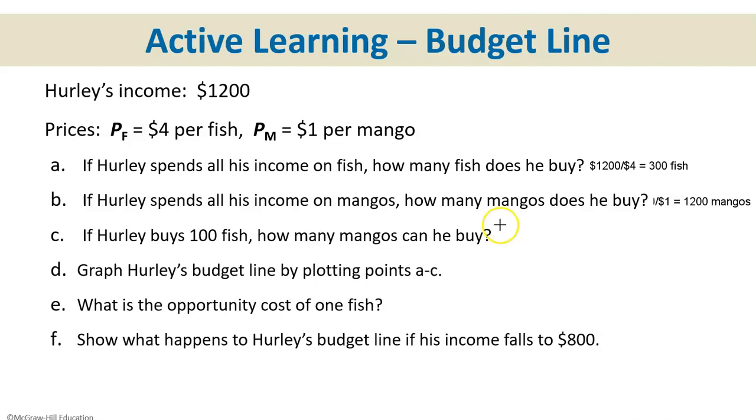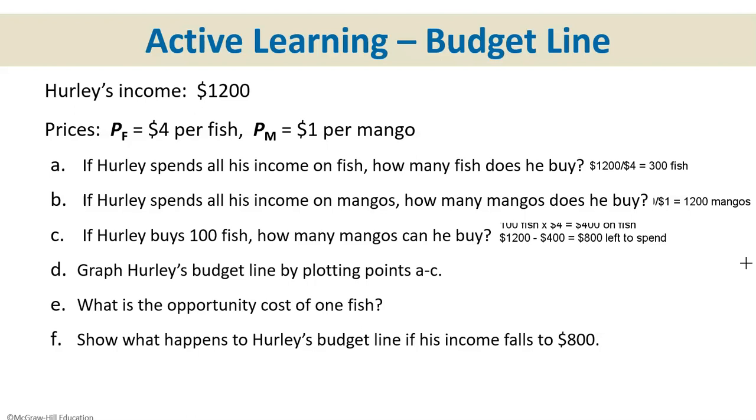Now for C. This one is a little bit more complicated. What you want to do here first is decide if he buys 100 fish, how much will that cost him? So 100 fish at $4 a piece means he's spending $400 on fish. So how much does he have left to spend? Well, total he had $1,200. He's spent $400, so he has $800 left to spend.